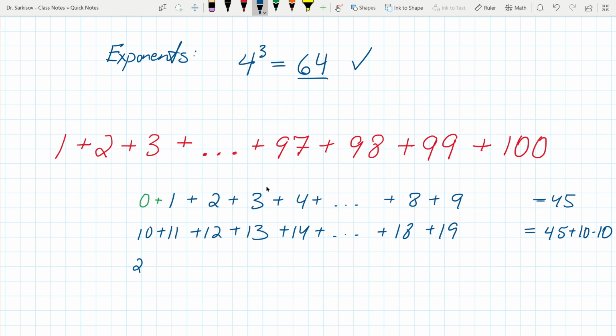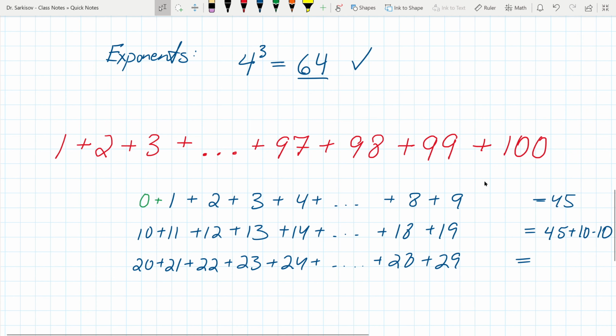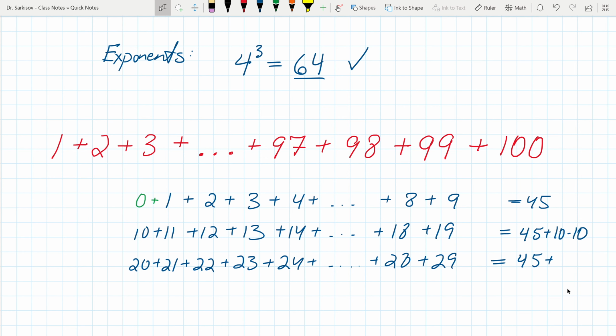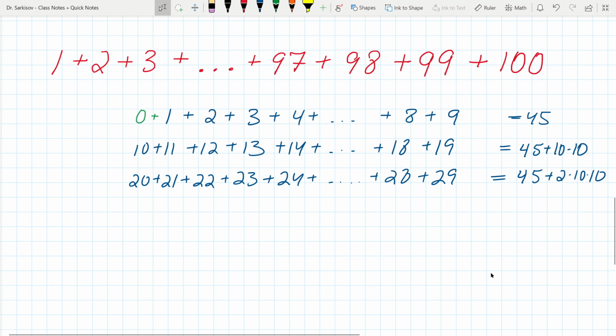And then look, then we have 20 plus 21 plus 22 plus 23 plus 24 and so on, plus 28 plus 29, and guess what that is going to be? Let's move these a little to the left here so you can see this better. That's going to equal, again, 45, all the units digits, but now it's plus, I'm seeing 20 every time, right? So it's really 20 times 10, or 2 times 10 times 10, okay? 2 times 100.